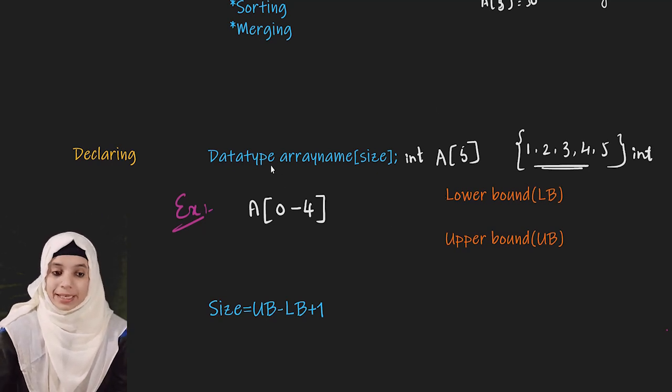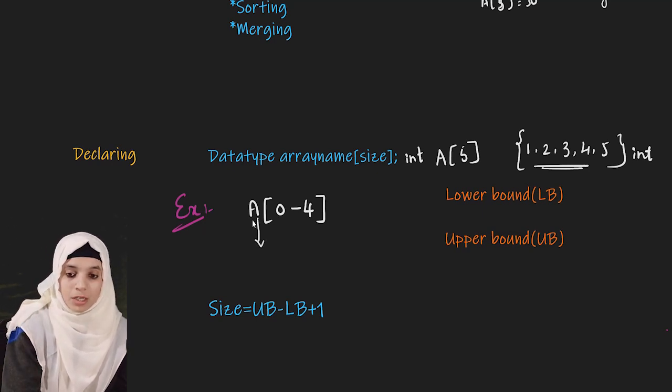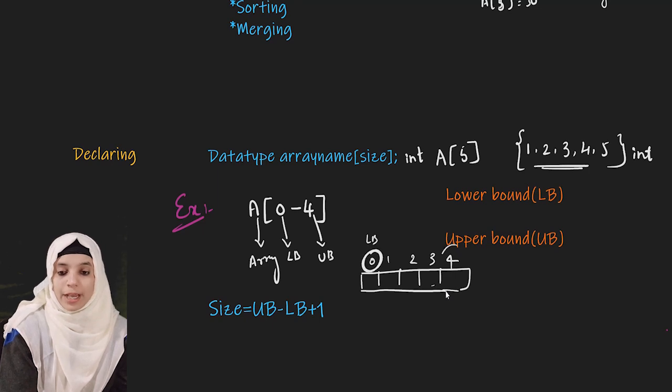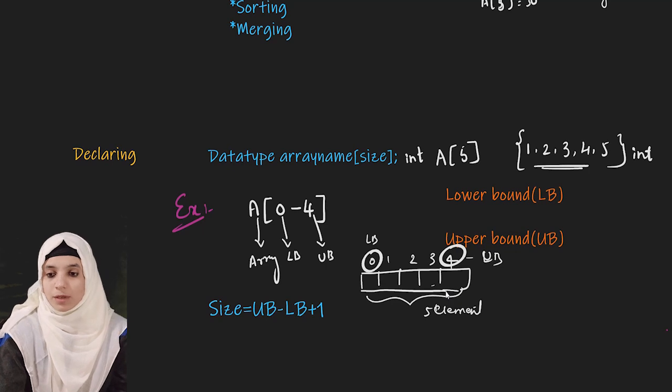Now I can declare an array in this format also, that is, so A is our array name, and 0 indicates our lower bound, and 4 indicates our upper bound. In the sense what? See here, so it starts from 0 index, 1, 2, 3 and 4. So 0 indicates our lower bound and 4 indicates our upper bound. So there are totally 5 elements. So now in this, the lower bound is 0 and upper bound is 4.